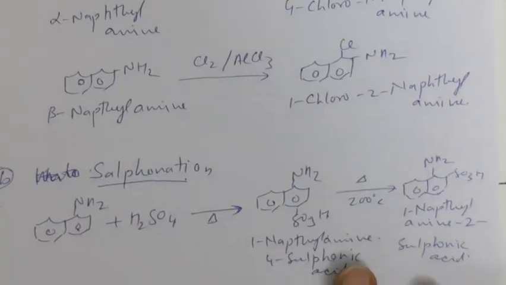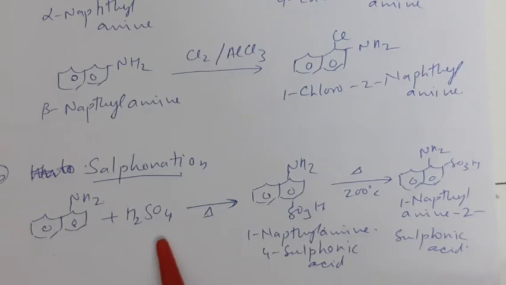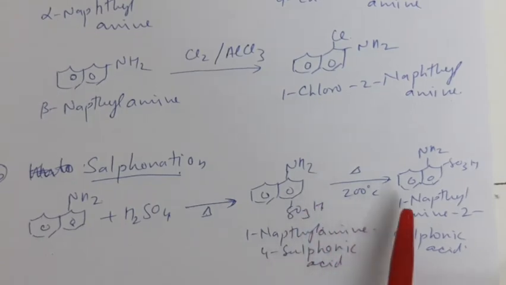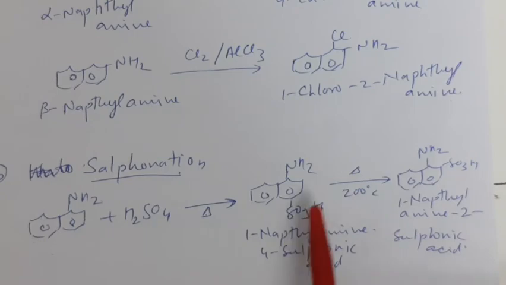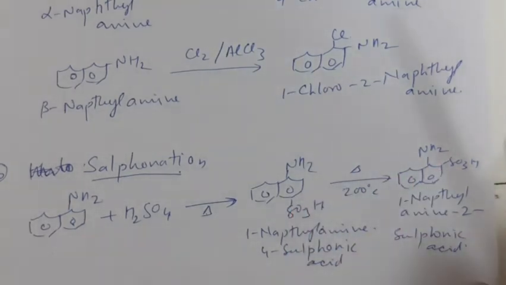Same with sulfonation. The alpha naphthylamine reacts with sulfuric acid. It gives the 1-naphthylamine-4-sulfonic acid, and if it is heated, then it gives the 1-naphthylamine-2-sulfonic acid. The SO3H group, on heating, shifted from the para to the ortho position.